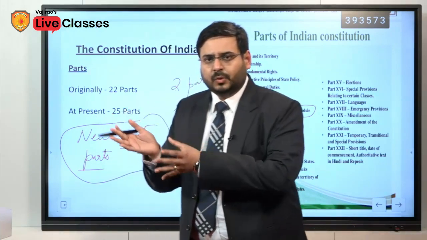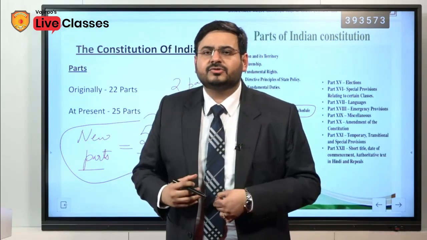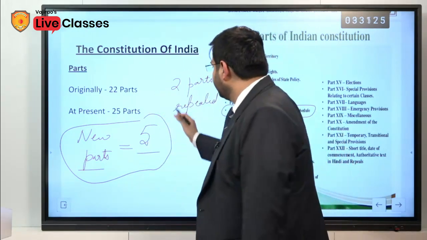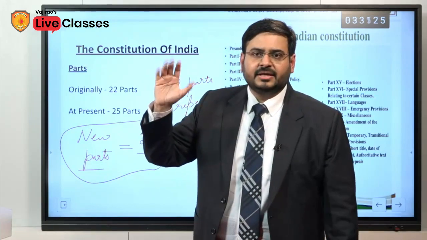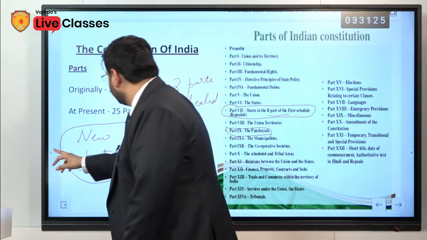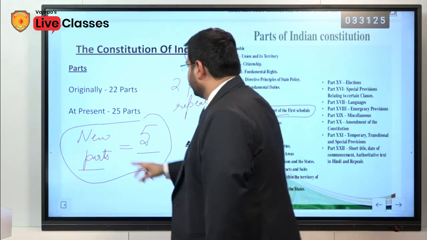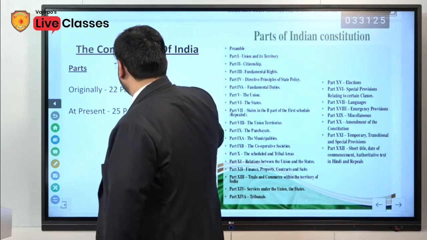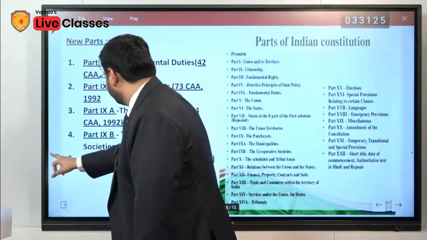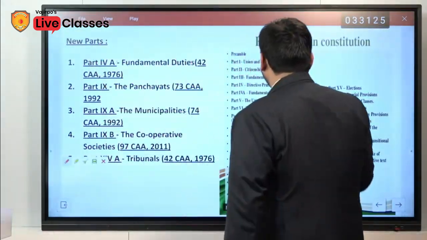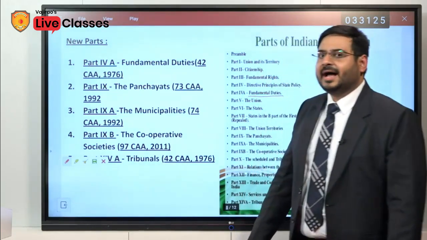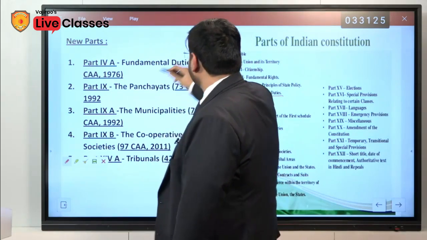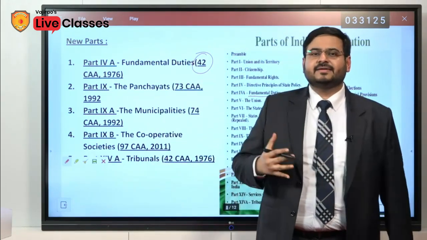So at present 25 parts. The Constitution originally had 22 parts. The new parts are 5. The repealed are 2. Now what are the new parts that are added in the Constitution? These new parts are Part 4A. Part 4A was added as fundamental duty. Fundamental duty was added through the 42nd Constitutional Amendment Act in the year 1976.